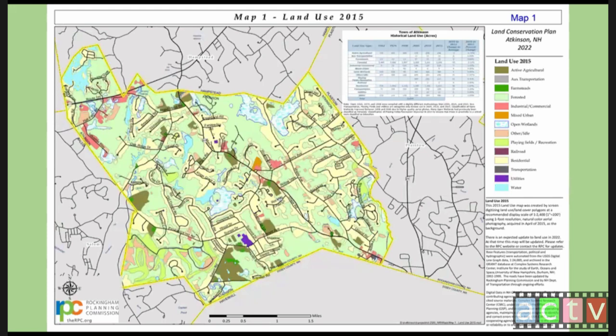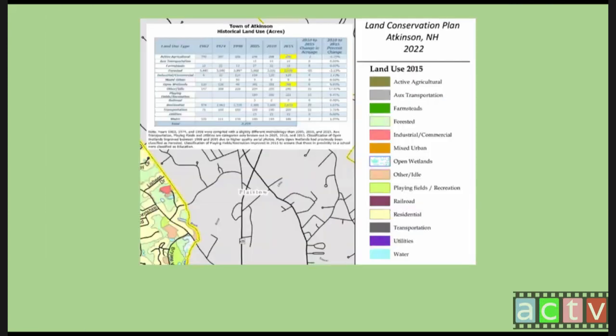As I mentioned, there's 14 of them. This is map number 1. It's the same map that was in the master plan update in 2015. It has not been updated since then. If you look at the legend of the map, you see there's a lot of very different kinds of land use that existed at that time.